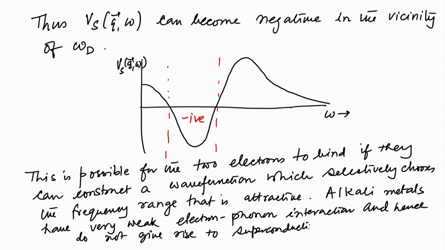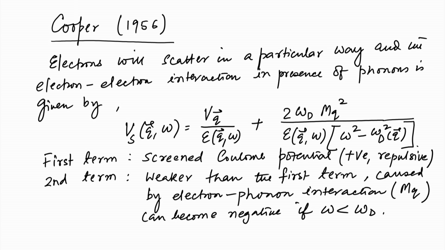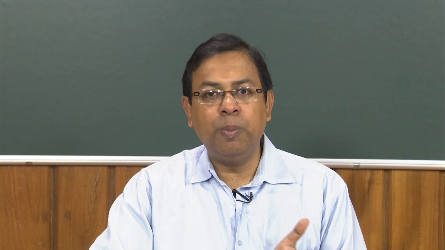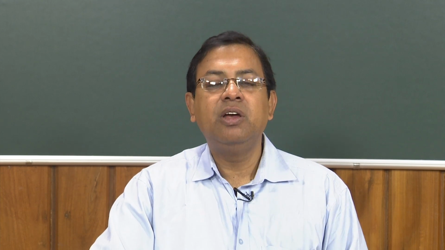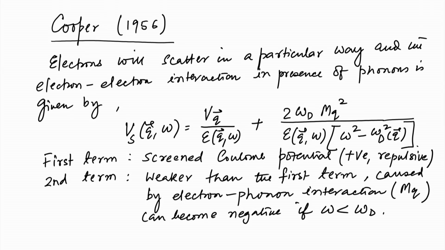Okay. So, the interaction has to be in this regime that is shown here, and it is usually a competition of two terms, one term being necessarily positive and repulsive, which is the screened Coulomb term, and the other term which arises because of the electron phonon interaction, the strength of that being mq, but because of a denominator which is a competition between the energy of the pair versus the Debye energy. And since omega, measured from the Fermi level, is close to omega d, if it can happen that omega is less than omega d, then the denominator becomes small and negative, and then we can have an attractive interaction, and that attractive interaction will actually give rise to superconductivity.